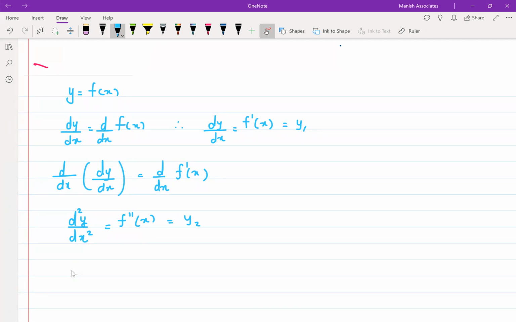Similarly, the third order derivative will be d3y by dx cube. That will be equal to f triple dash x, which we can also call y3 symbolically. These are all the same. So what you have to understand here are two things. Number one, derivative of first order is second order. Symbolically, we write it as d2y by dx2. And if you differentiate one more time, third order, similarly fourth order, and so on.